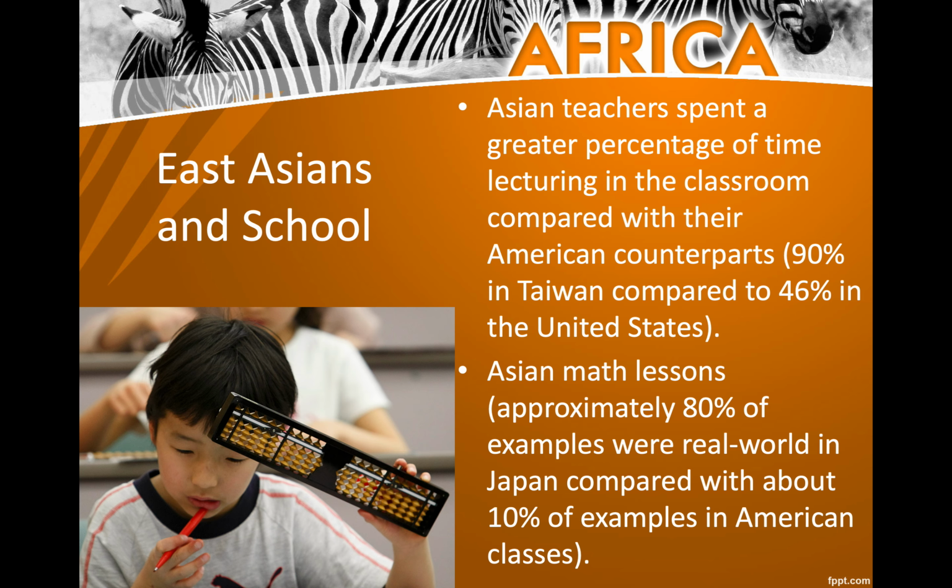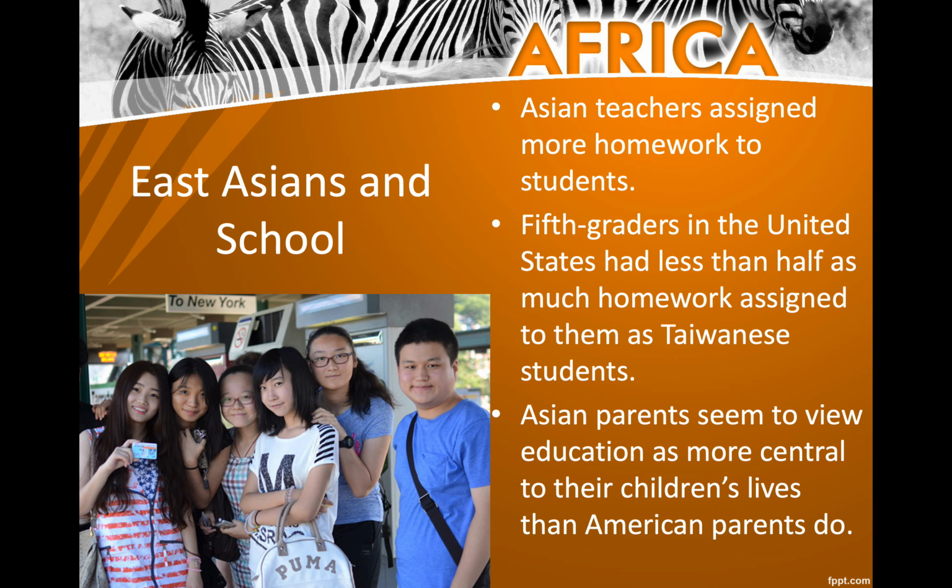In Asian math lessons, approximately 80% of the examples were real world in Japan, compared with about 10% of examples in American classes. Asian teachers assigned more homework to students. Fifth graders in the United States had less than half as much homework assigned to them as Taiwanese students. Asian parents seem to view education as more central to their children's lives than American parents do.